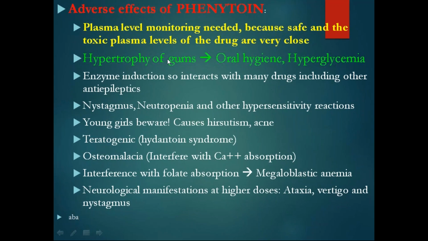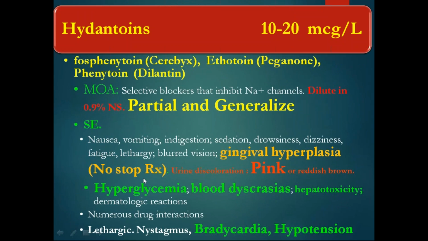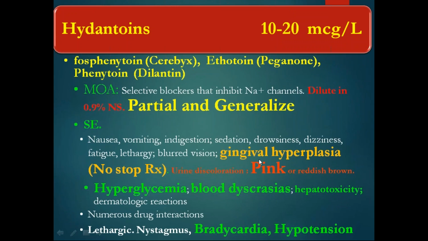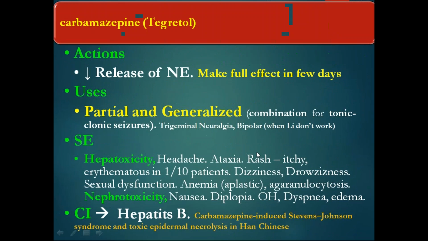All right, so hypertrophy of gums is the same as we said, gingival hyperplasia, right? Another thing you need to remember is a pink or reddish brown urine. The urine discoloration is going to be pink or reddish brown, so pink. So another high yield for NCLEX.